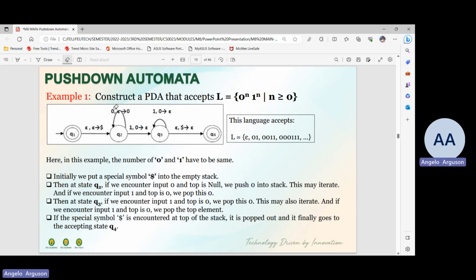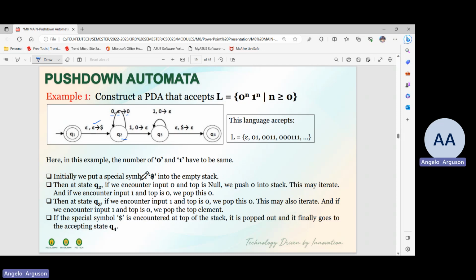So let's have this transition diagram that we have on the top left. In this example, the number of 0s and 1s have to be the same. Initially we put a special symbol this time, dollar, into the empty stack. This is what I'm referring to, this line. Then at Q2, we encounter an input of 0, and the top is null. We push 0 onto the stack.